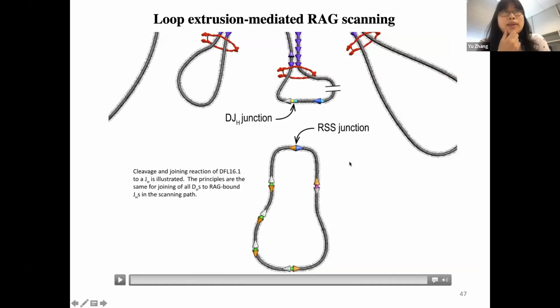What's a clinical application? That's a good question. I think, for example, for the oncogenic translocation part, we know that interstitial deletions occur frequently in a lot of cancers, in a lot of lymphomas and leukemias, but we didn't really know the mechanism before. Now we kind of know that RAG scanning is the mechanical basis for this process.